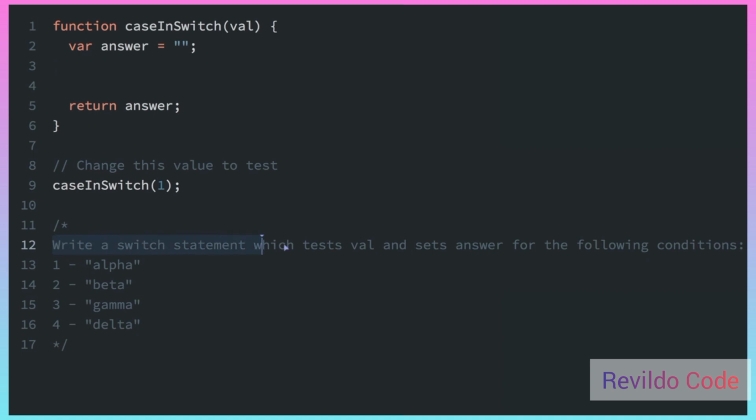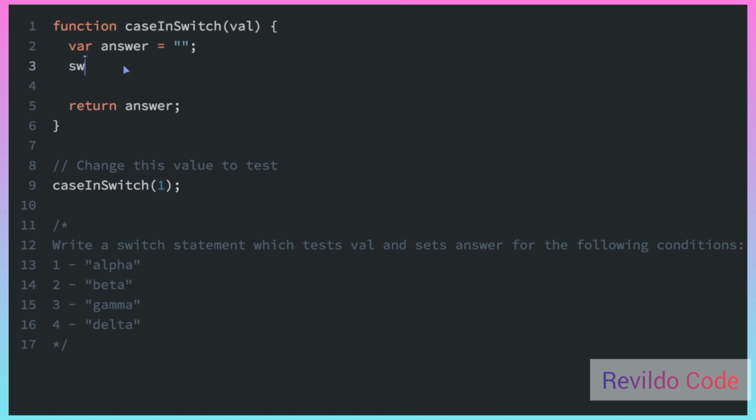Here we're going to write a switch statement which tests val and sets the answer to the following conditions. If we pass in 1, the answer should be alpha. If we pass in 2, the answer should be beta, and so on. So let me show you how that works.